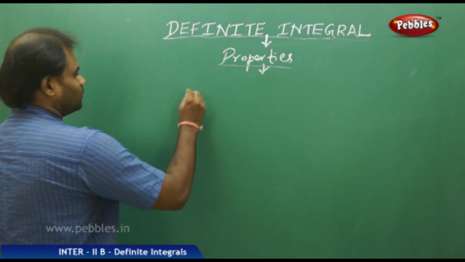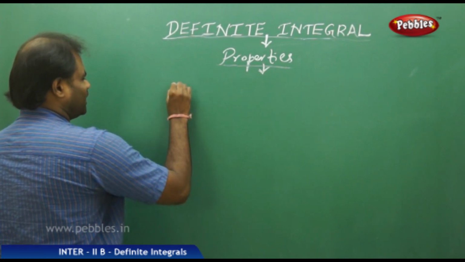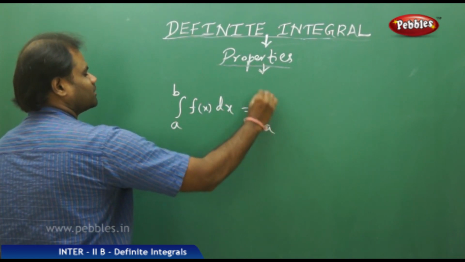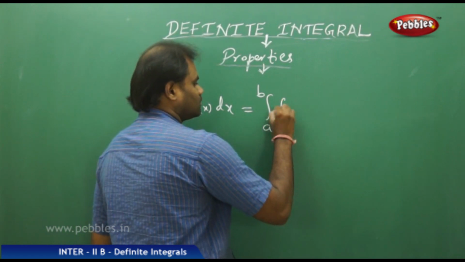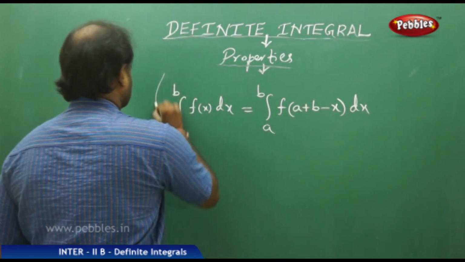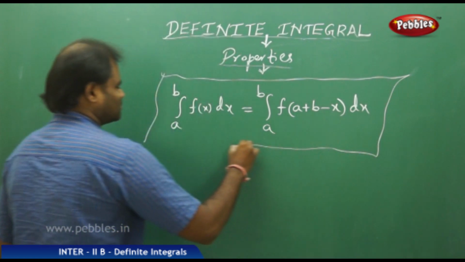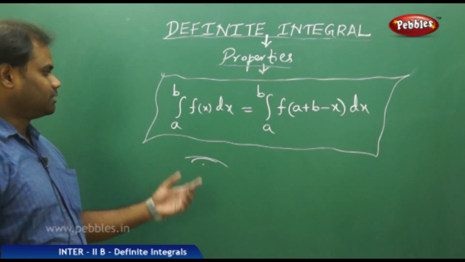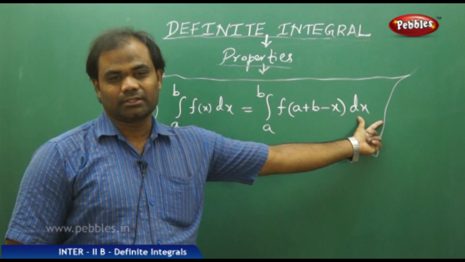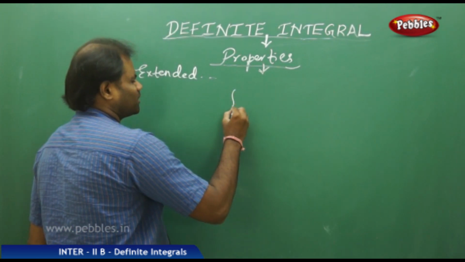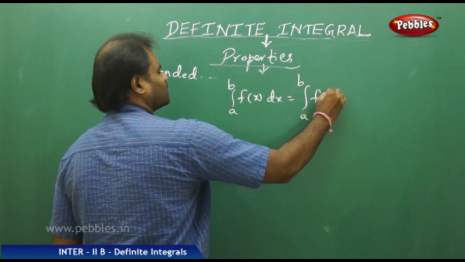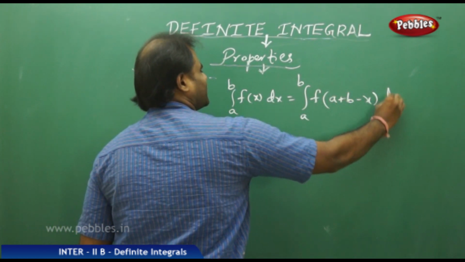Next, the property of definite integral here is that integral a to b f of x dx can also be simplified as integral a to b f of a plus b minus x dx. That's how we understand that the integration of a to b f of x dx is integral a to b f of a plus b minus x dx. Therefore, we have the property integral a to b f of x dx is integral a to b f of a plus b minus x dx.